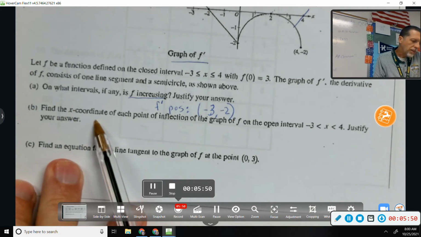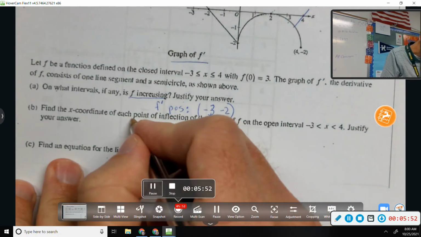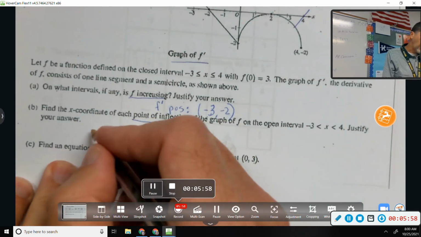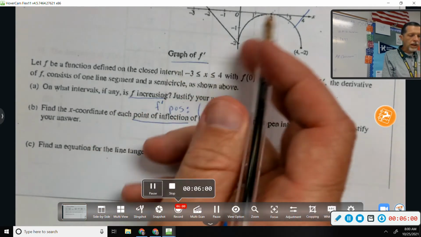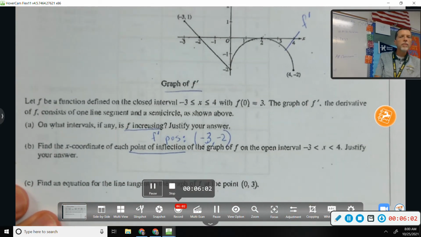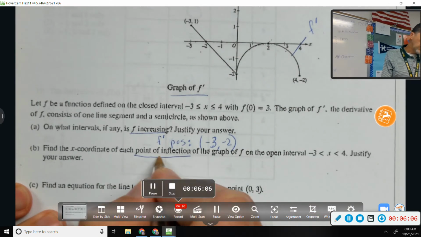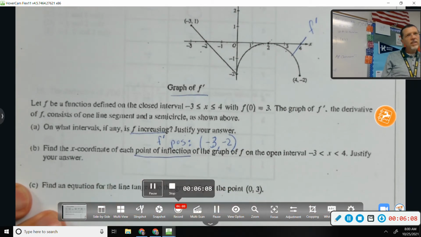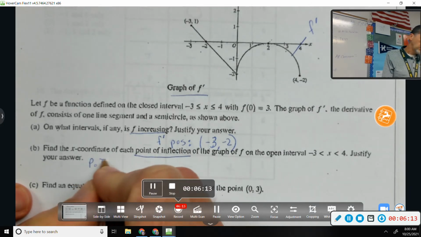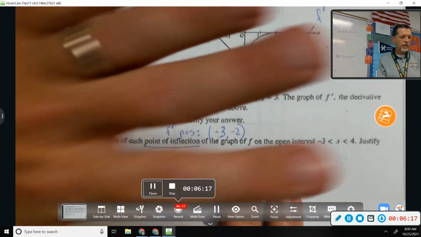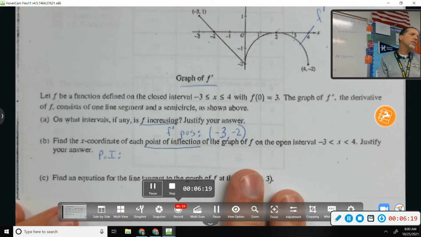Part B, find the x-coordinate of each point of inflection on the graph of f. Justify your answer. Well, again, we're going to justify our answer with what we're given. We're given f prime, or at least we need to get to something about f prime. What do you know about point of inflection? How do you find a point of inflection in general? So not on this picture, just in general, what's a point of inflection?